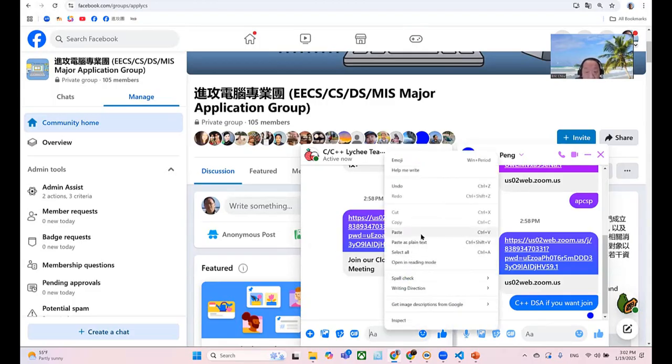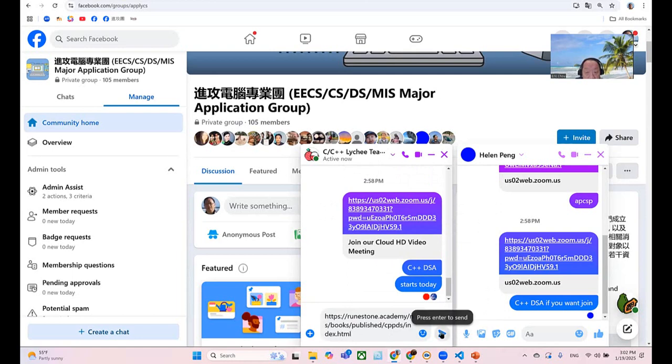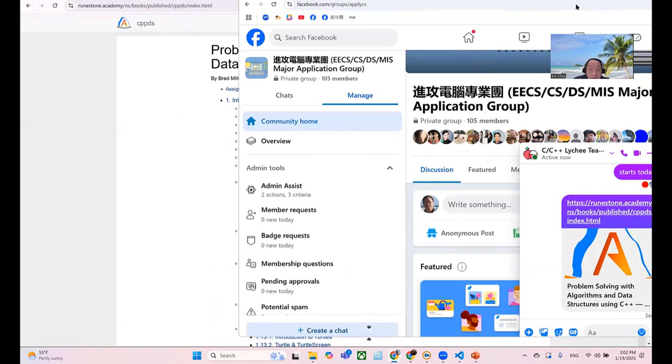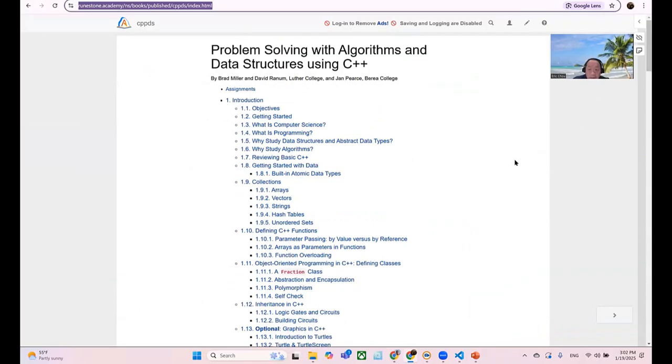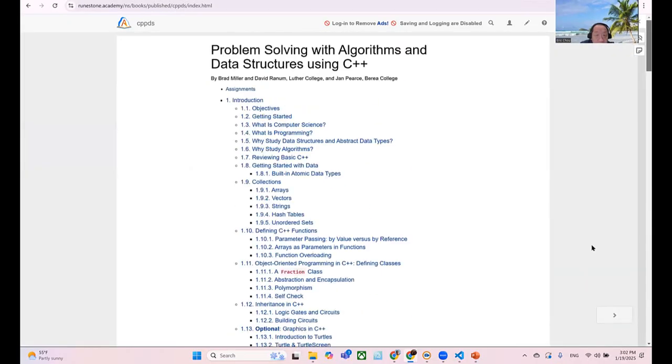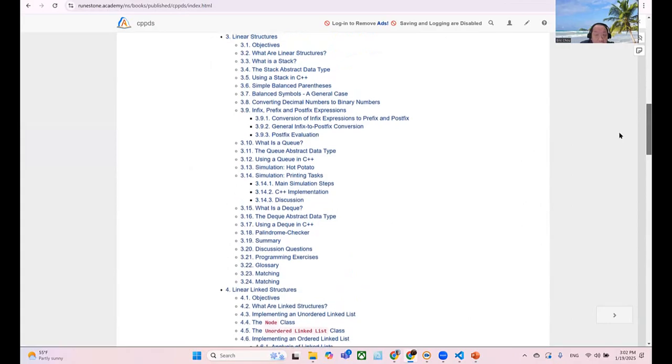So this one is the textbook. It's called Roomstone Academic. We will pretty much follow this textbook's chapter order, but we may not teach the same thing because some of the chapters in this textbook are too easy. Okay, so let's look at the beyond language.